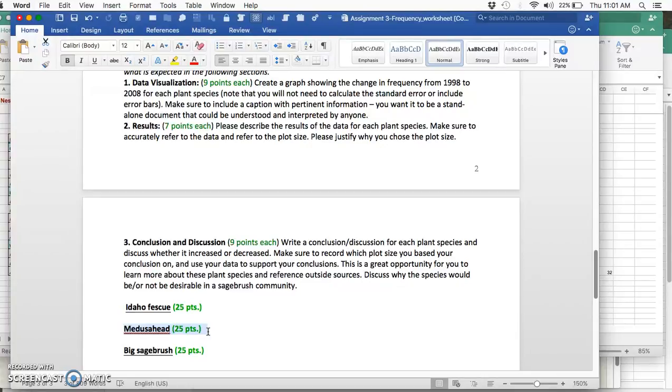A lot of you wrote facts about Medusa head. Medusa head's an invasive species. In general, it blah, blah, blah, but didn't actually relate that back to what it means in the community and what it means in reference to your results. So it's decreasing. That actually means something different in the community.